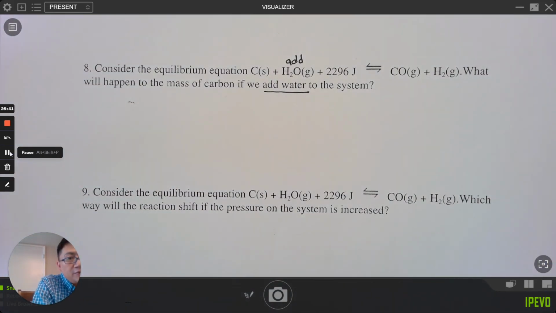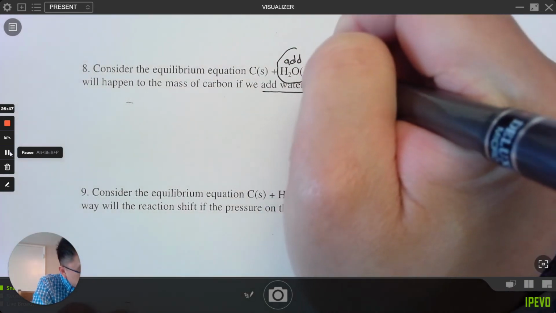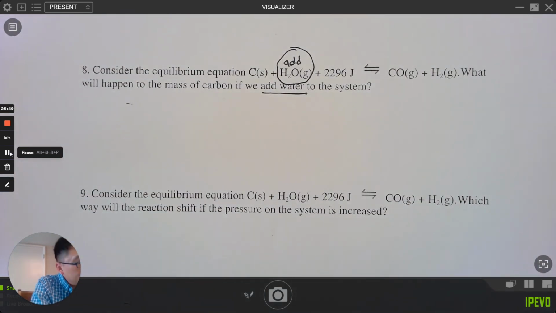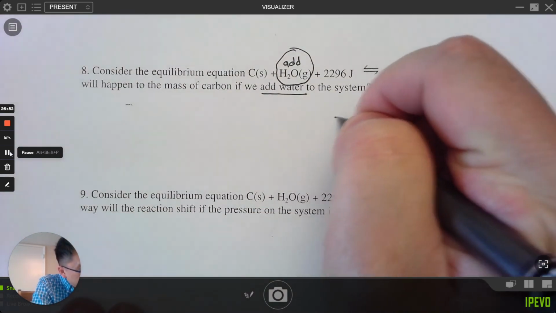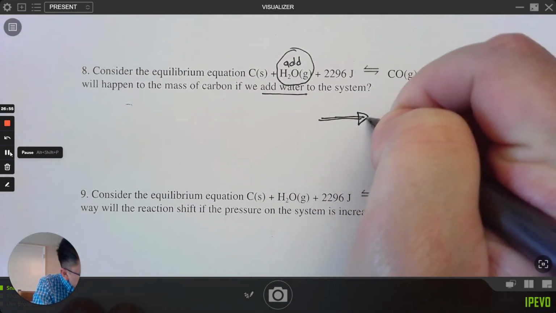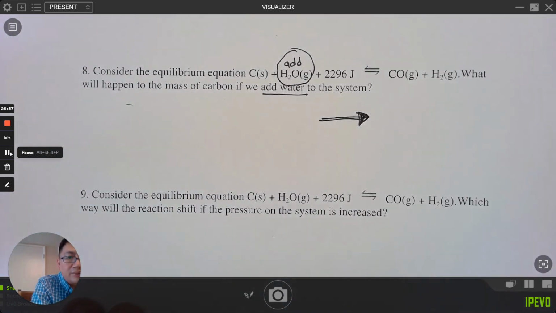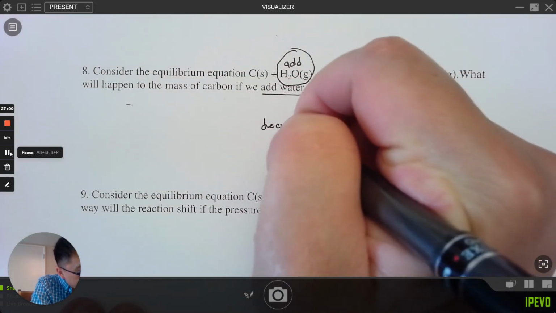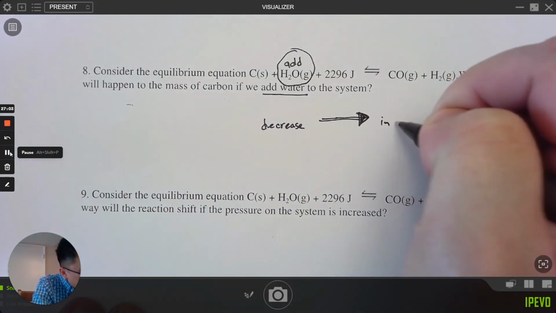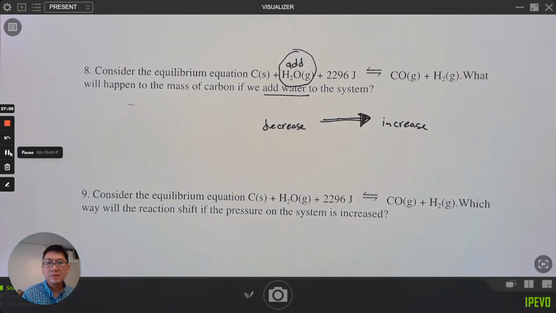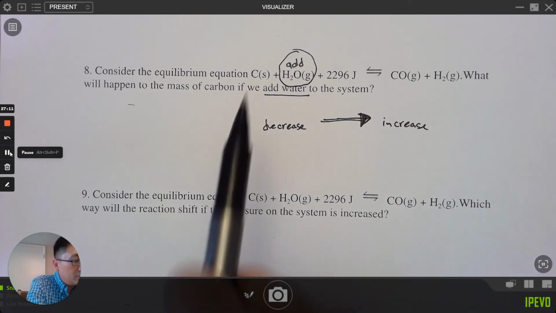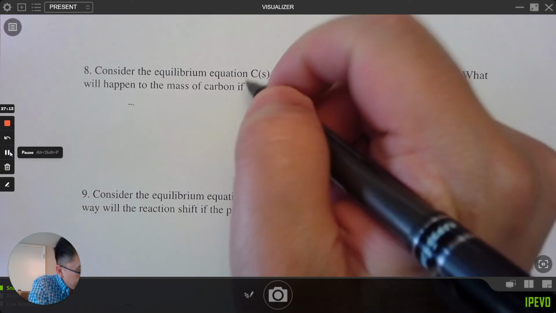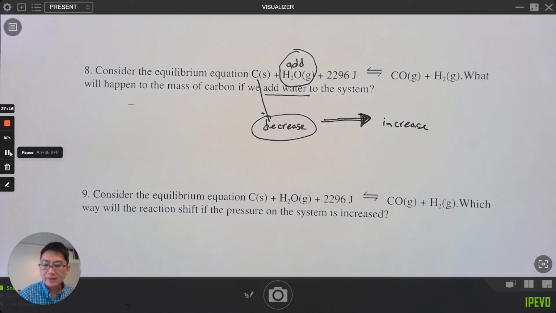The reaction will either shift left or shift right. If we add water, that is the stress. The reaction wants to get rid of it. It will get rid of water by shifting to the right. So everything on the left side will decrease and everything on the right side will increase. And what will happen to carbon, which is on the left side? It will decrease. So carbon will decrease.